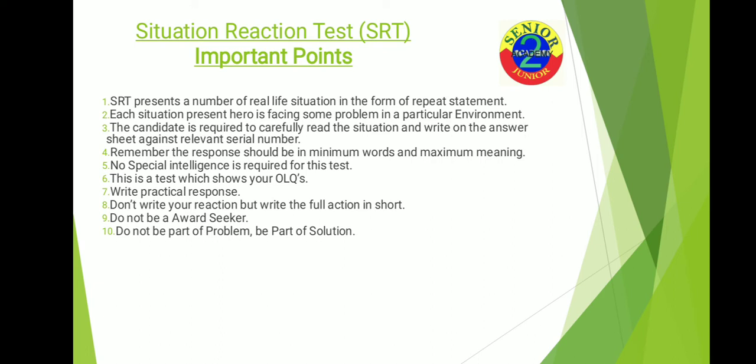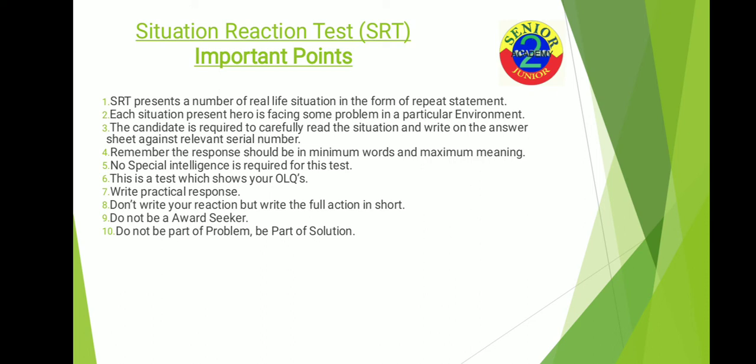The candidate is required to carefully read the situation and write on the answer sheet against the relevant serial number. You should always remember that the response should be minimum and the meaning should be deep. Short sentences with deep meaning are required in SRT, which convey your OLQs. You have to write a practical response that is possible.